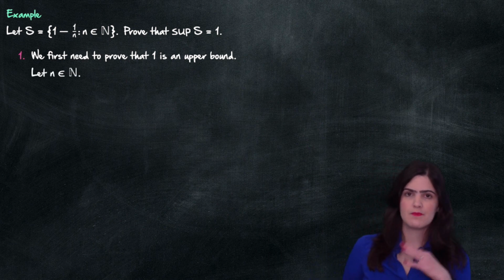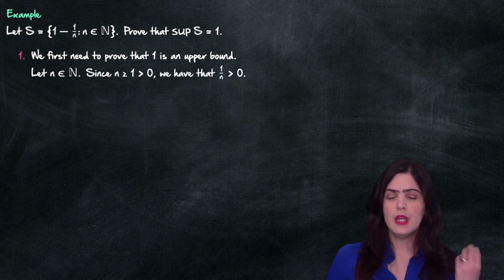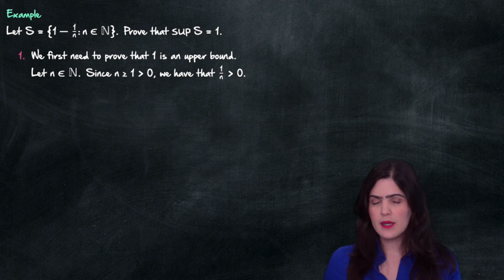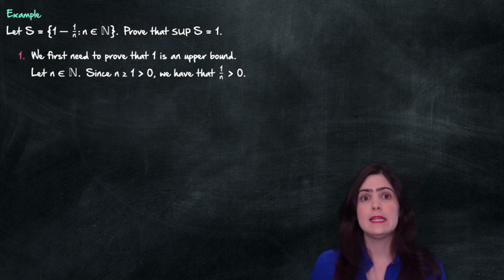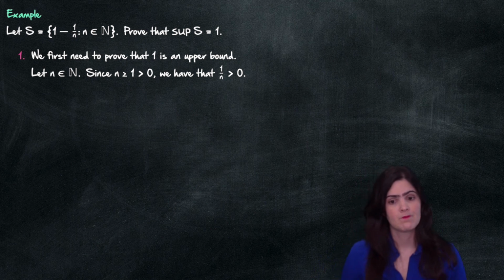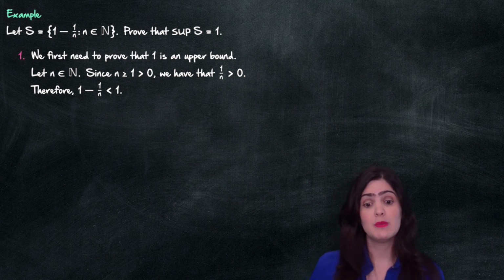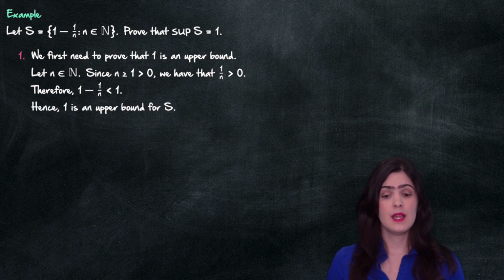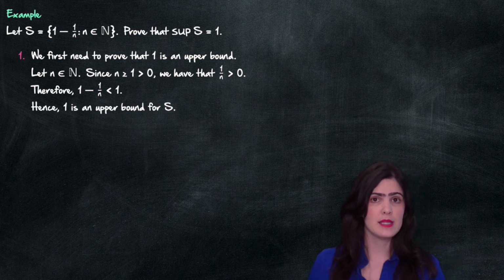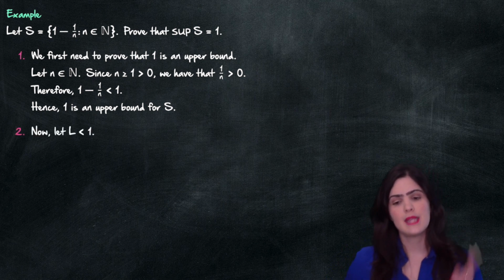Well, we fix n, any natural number. And then we know that n is greater than or equal to 1, in particular greater than 0. So 1 over n is positive. Good. But then if 1 over n is positive, that means that 1 minus 1 over n has to be less than 1. Oh, that's it. That means that 1 is an upper bound for S. Good, done, I'm happy. Now, let's go to the second part.